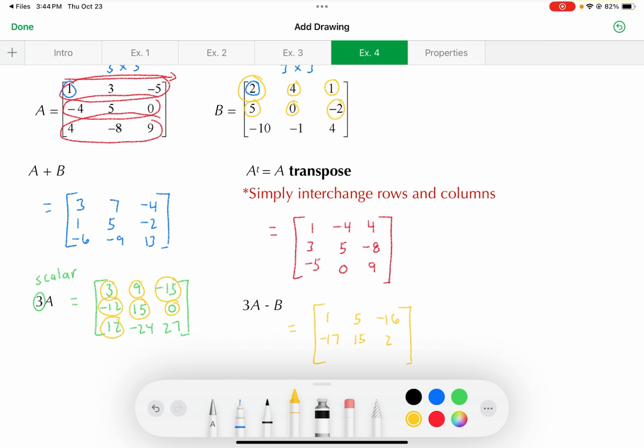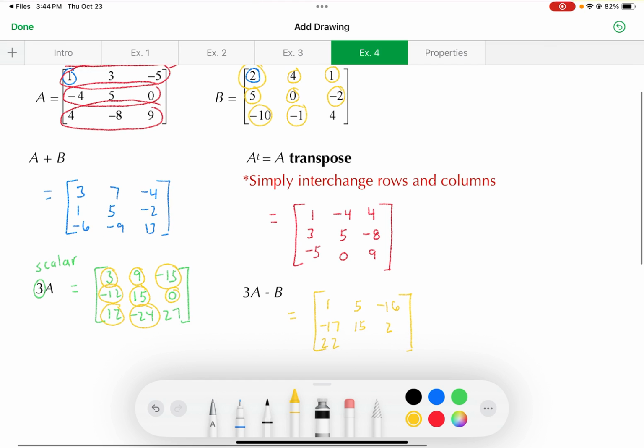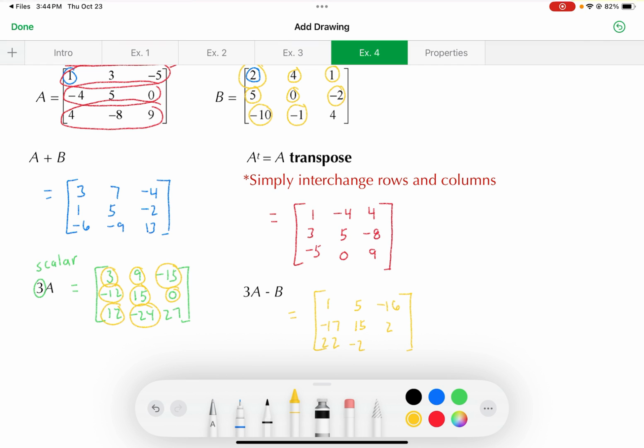Now the third row elements: 12 minus negative 10, it's 12 plus 10, so 22. Negative 24 minus negative 1, that really turns to negative 24 plus 1, or negative 23. And 27 minus 4 turns into 23.